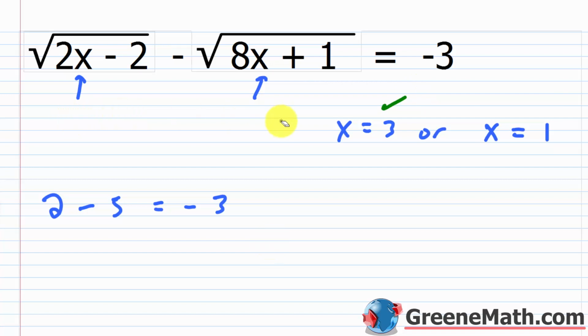If I plugged in a 1 for each occurrence of x, what would I get? 2 times 1 is 2. 2 minus 2 is 0.